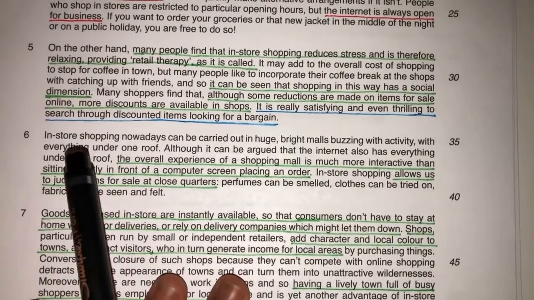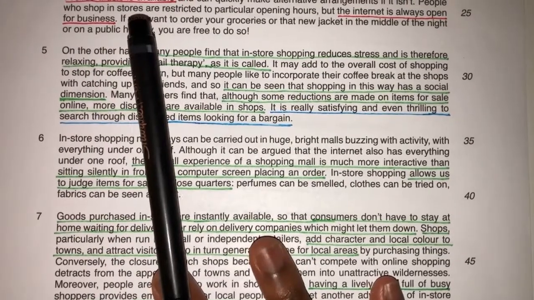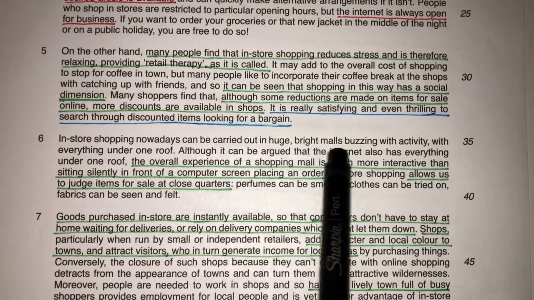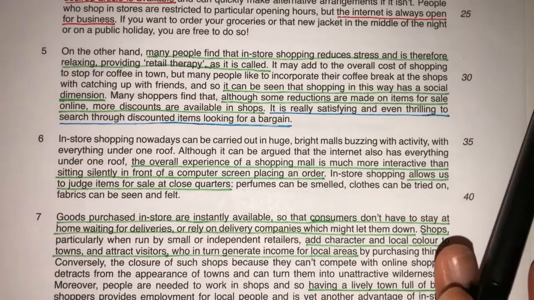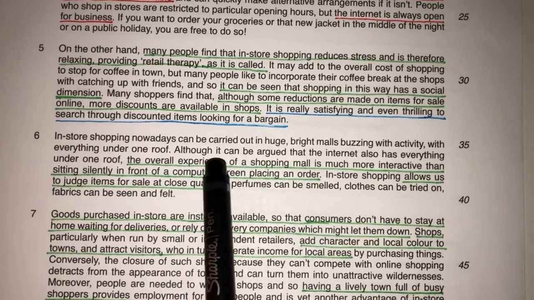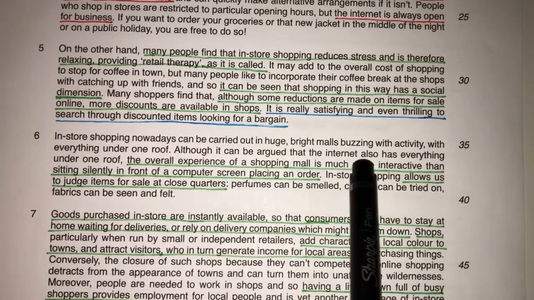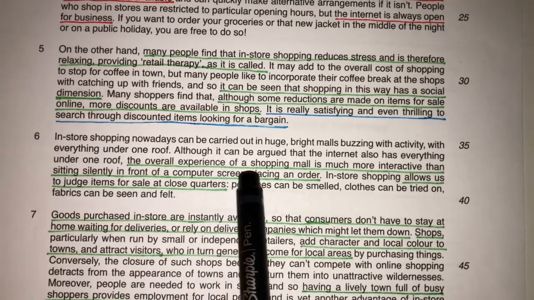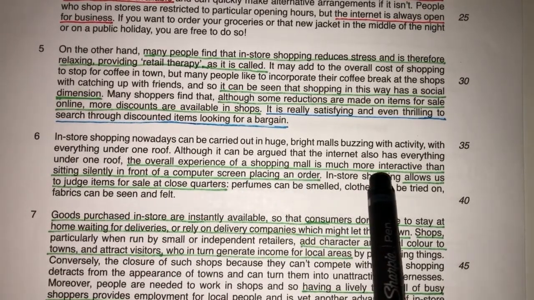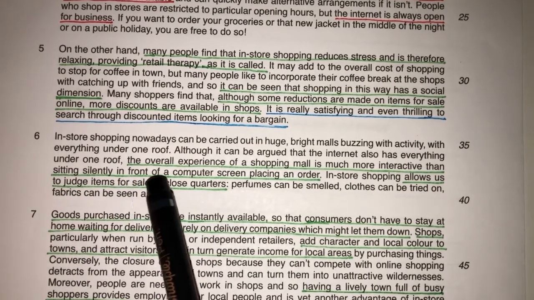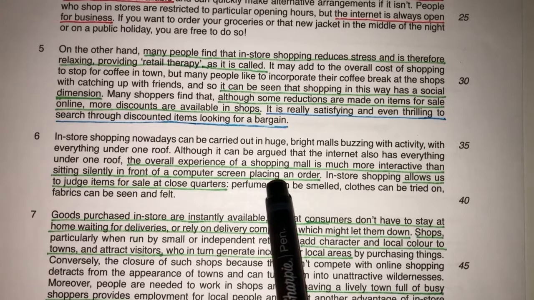Paragraph 6. "In-store shopping nowadays can be carried out in huge bright malls, buzzing with activity, with everything under one roof. Although it can be argued that the internet also has everything under one roof, the overall experience of a shopping mall is much more interactive than sitting silently in front of a computer screen placing an order.